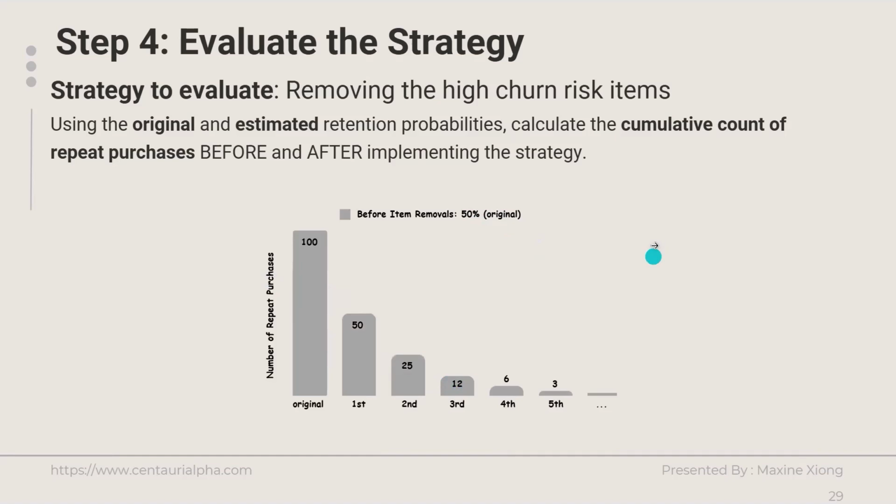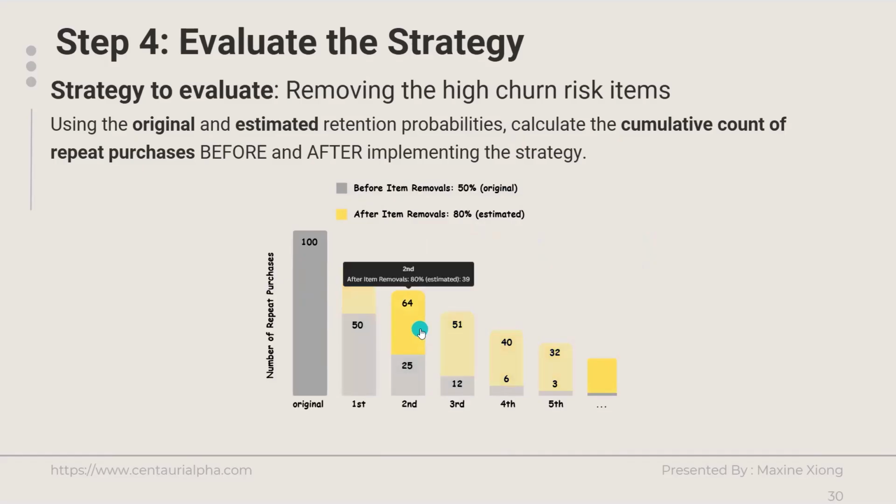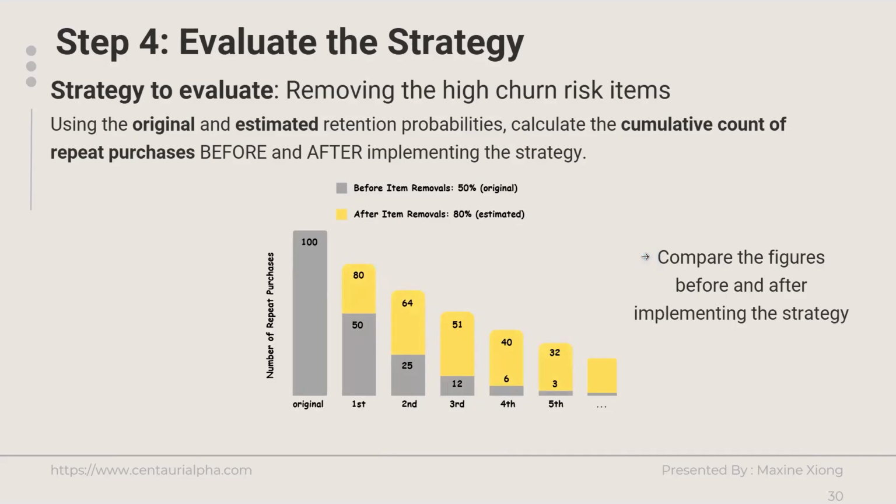If the estimated retention probability after implementing the strategy is brought up to 80%, then the 100 orders would generate 80 orders, and those 80 orders would generate 64, and 64 would produce 51, and 51 would produce 40, and so on and so forth. The goal of this step is to compare the figures before and after implementing the strategy, to calculate how many additional repeat purchases in total would be generated from removing those high churn risk items.